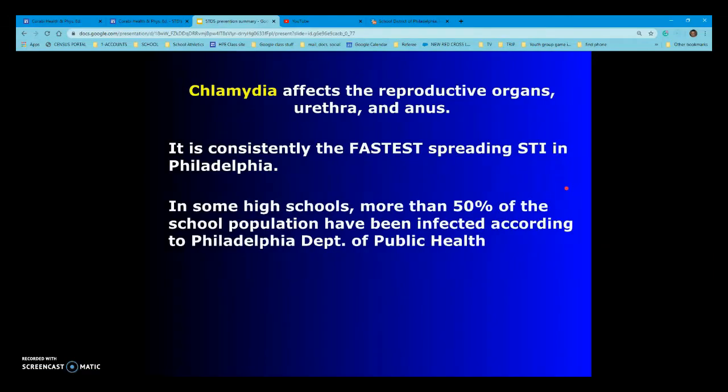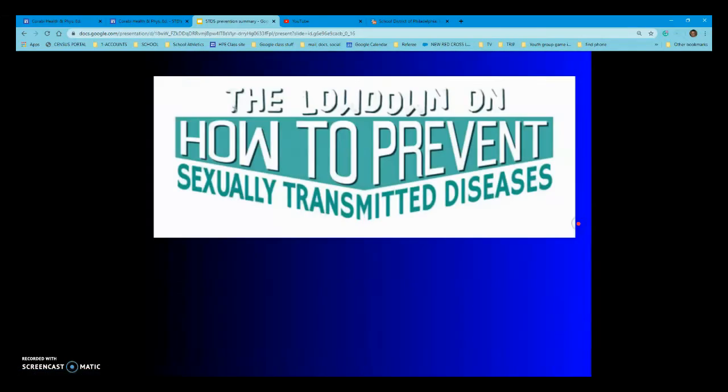Chlamydia is the fastest spreading STI in Philadelphia. In some high schools, unfortunately, more than 50% of the school population has been infected with chlamydia, according to the Department of Public Health. And it really comes down to, how do you prevent sexually transmitted diseases?